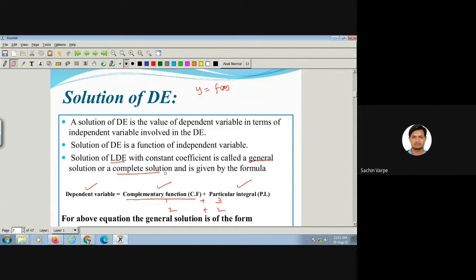Now, in this 2019 pattern, I think the question will be asked for 5 marks, and the marking scheme will be 2 plus 3.